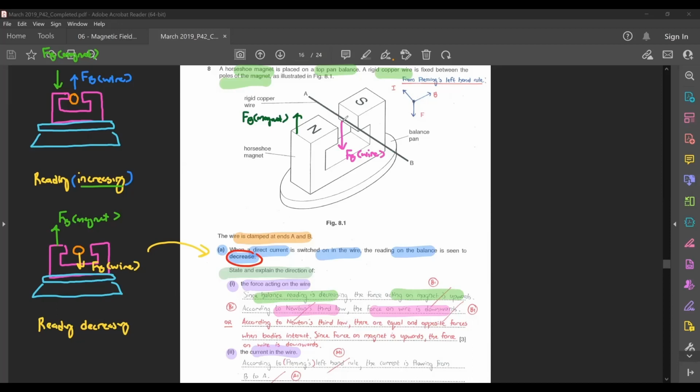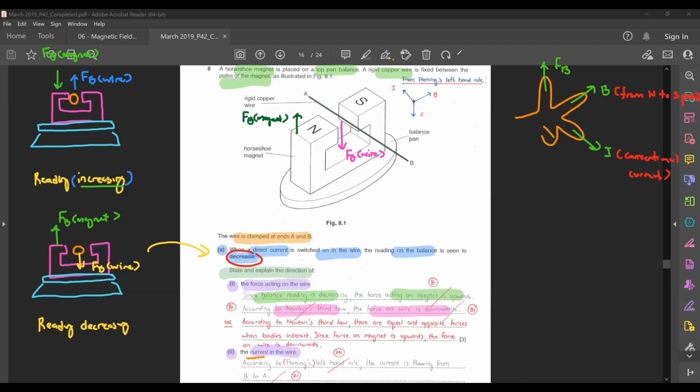So now, if you then want to predict the direction of the current inside the wire, you need to use Fleming's left-hand rule. So Fleming's left-hand rule, if you remember, looks something like this. Okay, where your thumb represents your magnetic force, your index finger represents your magnetic field, and then your middle finger represents your current. So one thing to note was that when you're talking about the direction of your magnetic field, it's always from the north to south pole. And then when you're talking about your current, it's always talking about the direction of your conventional current.